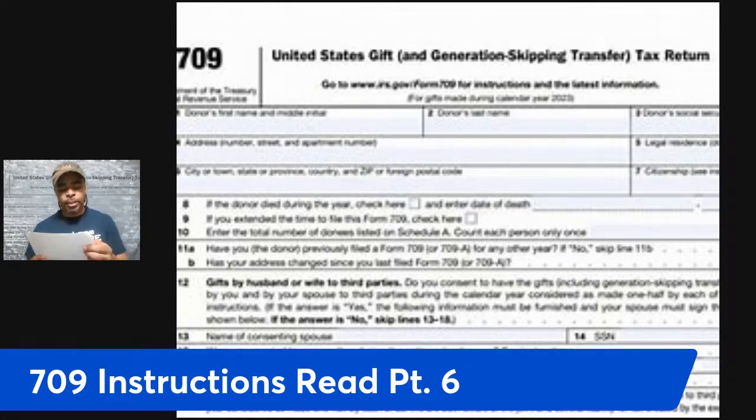Line 19, tax due. If the amount on line 17 is more than the amount on line 18, subtract line 18 from line 17. This is the amount you owe. Making a payment. The IRS recommends paying electronically whenever possible. Options to pay electronically include any of the payment options below. Also, go to irs.gov/payments and frequently asked questions on estate taxes for more detailed information.